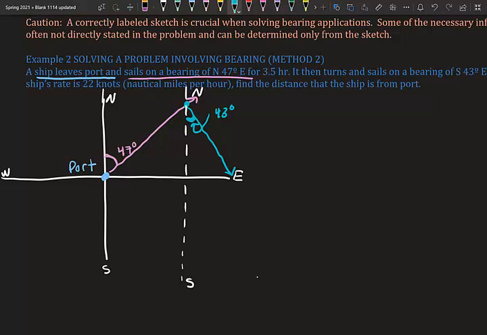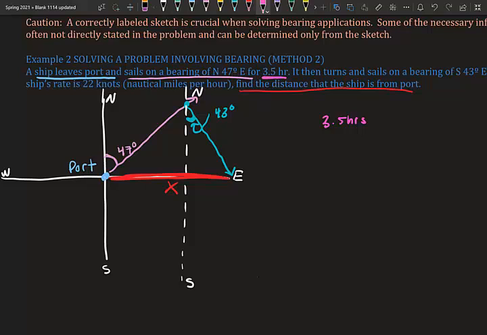Find the distance from the ship to the port. So we need to find this right here. We're given how fast they're going and how long it takes them to do this. Isn't that miles per hour? Or nautical miles per hour? So we can figure out the real distance if we know how long they're traveling and how fast they're traveling for. The first time we travel for 3.5 hours.